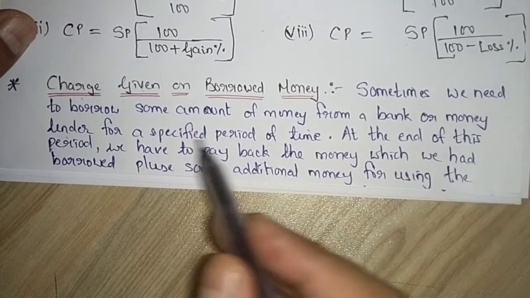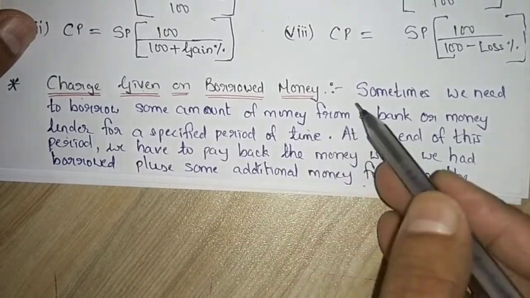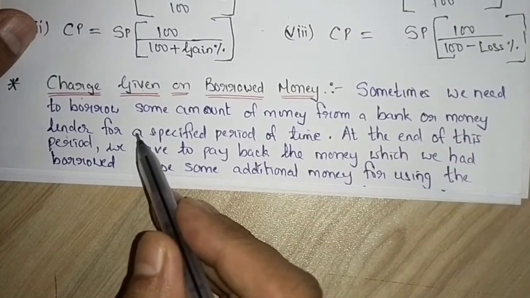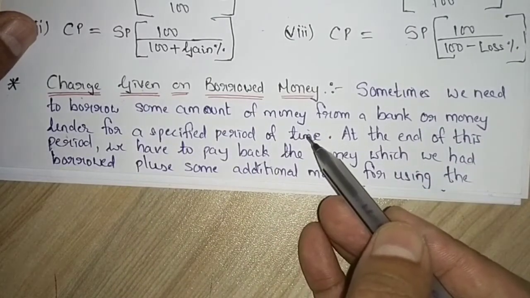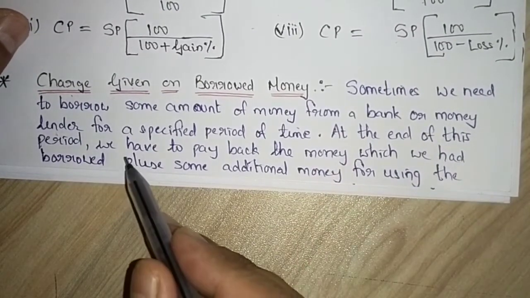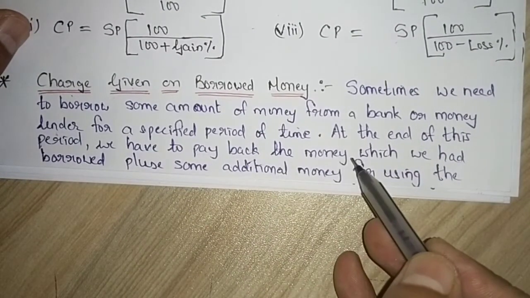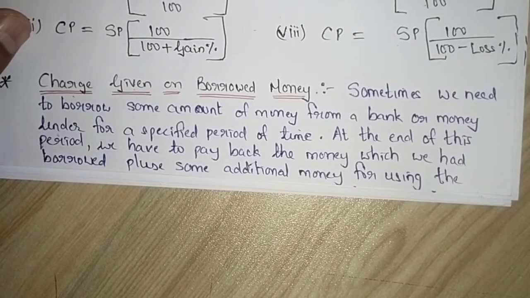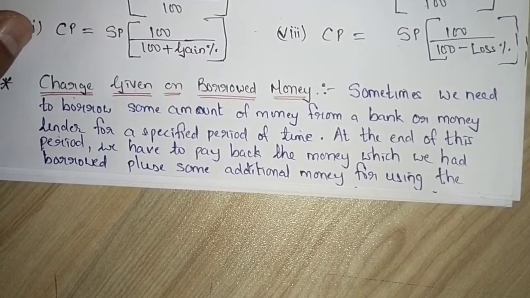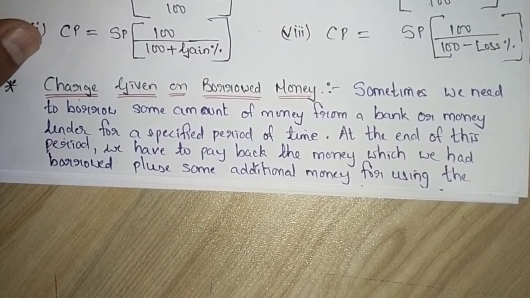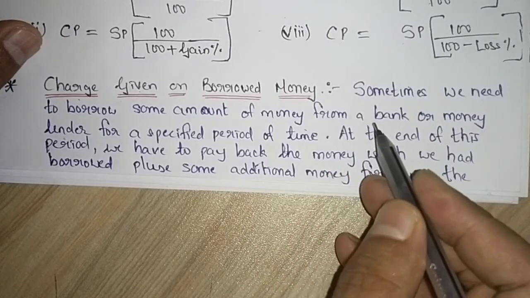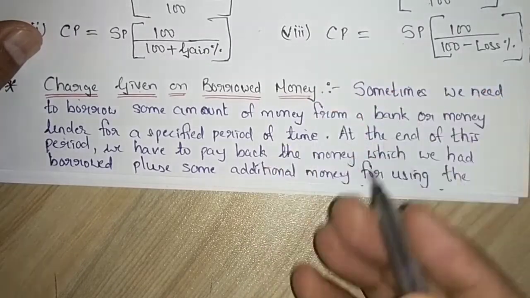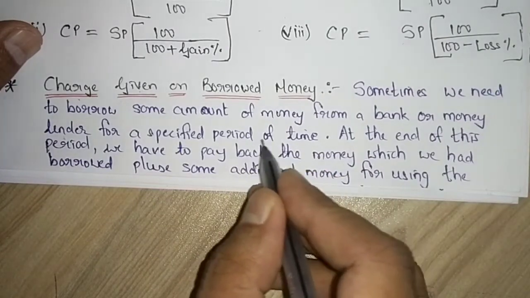Sometimes we need to borrow some amount of money from a bank or money lender for a specified period of time. At the end of this period, we have to pay back the money which we had borrowed plus some additional money for using the lender's money. For example, I want to build my home, and for that purpose I have borrowed 10 lakh rupees from the bank, for a period of 5 years.